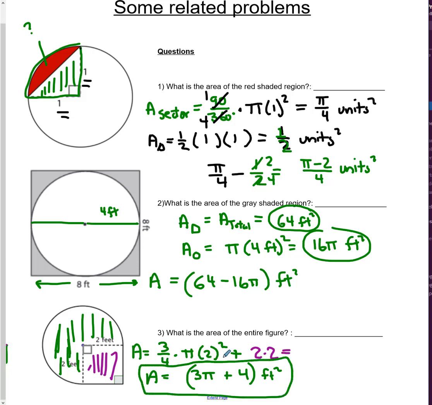I always leave things in non-decimal forms unless they tell me. The only thing I want to make sure I do is I want to make sure I put parentheses around it so that the feet squared applies to the whole thing. That's just a single number. We just don't know what it is, although we have a good ballpark idea. Okay, check online for homework, and we'll go over the homework tomorrow.